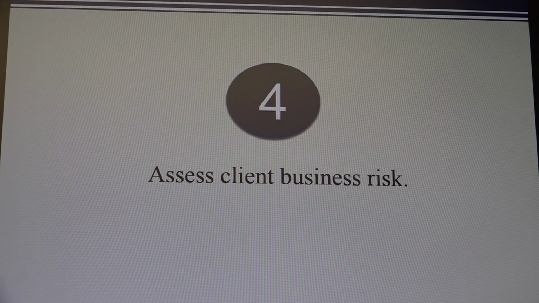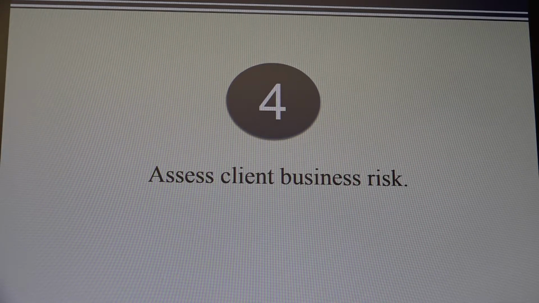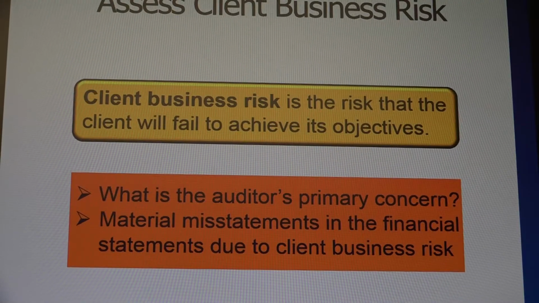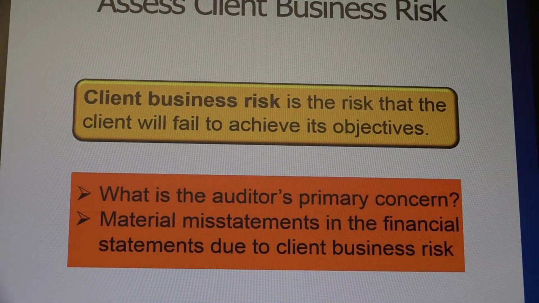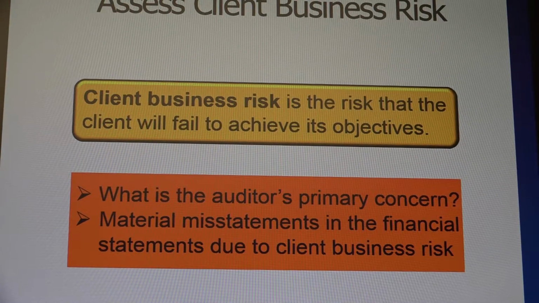So after you understand the client's business and industry, next you move to assessing the client's business risk. And so the client's business risk is the risk that the client will fail to achieve its objectives. And so the primary concern here for the auditor is that if they fail to meet their objectives, possibly material misstatements in the financial statements would occur.